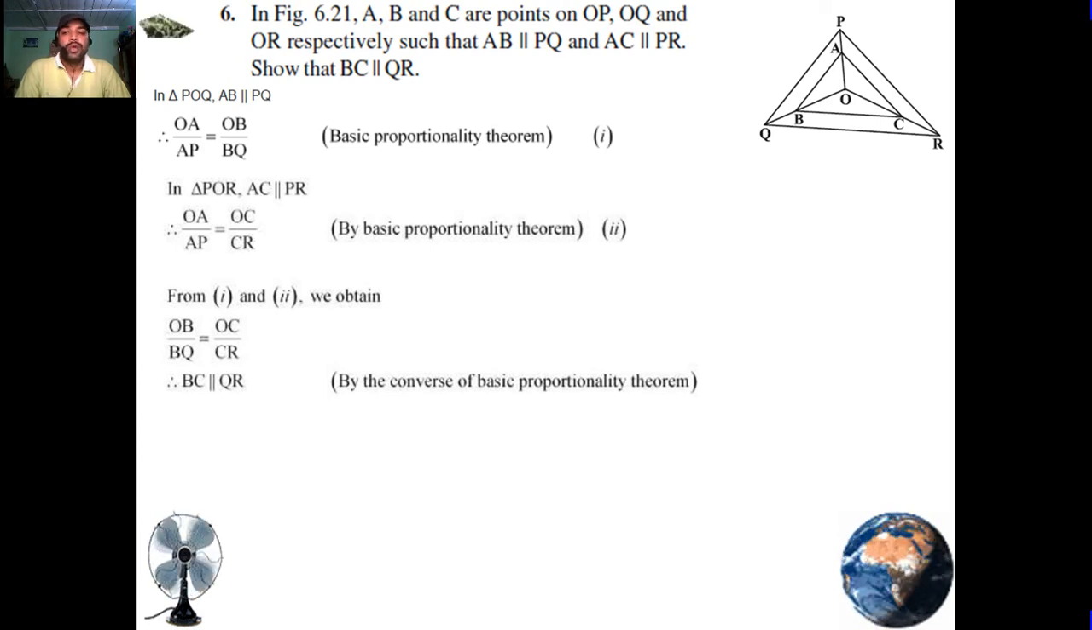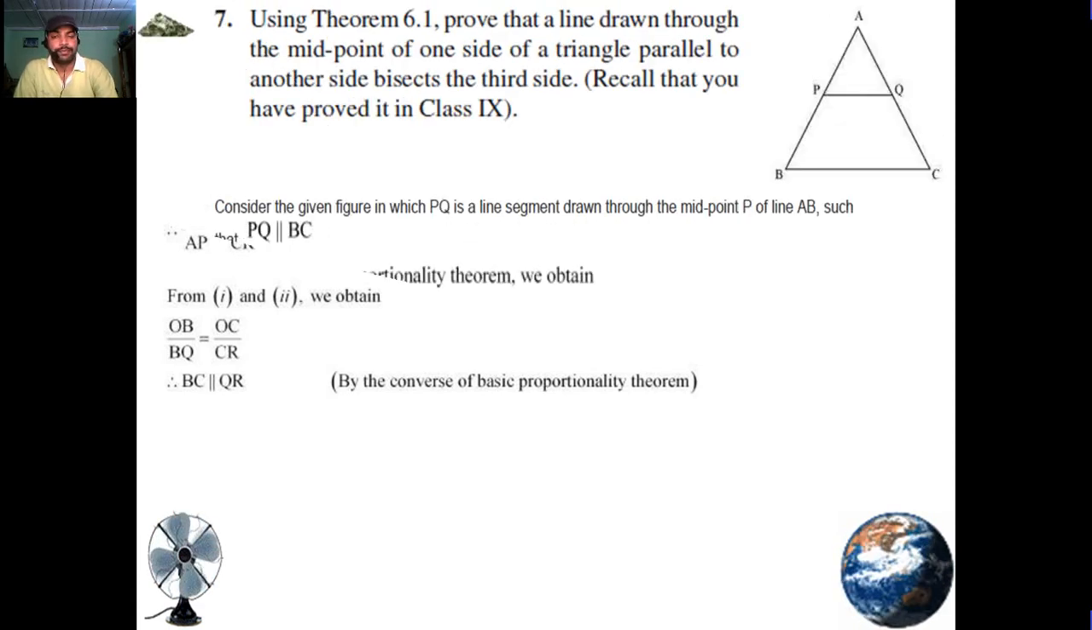Equation number 2. From first and second, we obtain OB upon BQ is equal to OC upon CR, that is, BC is parallel to QR by the converse of the basic proportionality theorem.